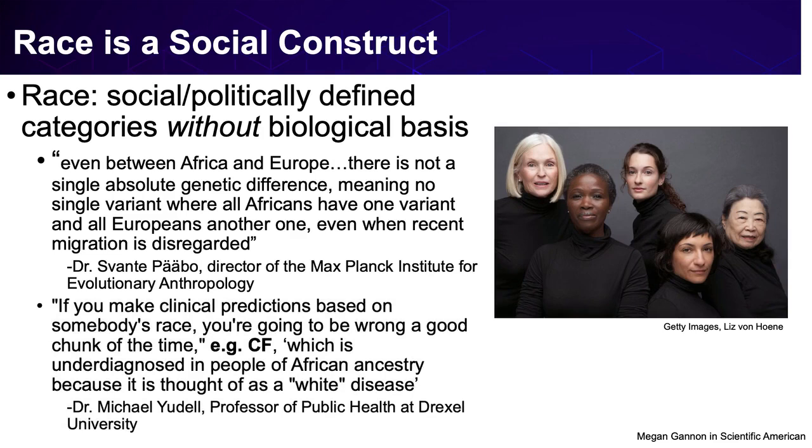Dr. Michael Yudell, professor of public health at Drexel University, said, "If you make clinical predictions based on somebody's race, you're going to be wrong a good chunk of the time." For example, cystic fibrosis is underdiagnosed in people of African ancestry because it is thought of as a white disease.